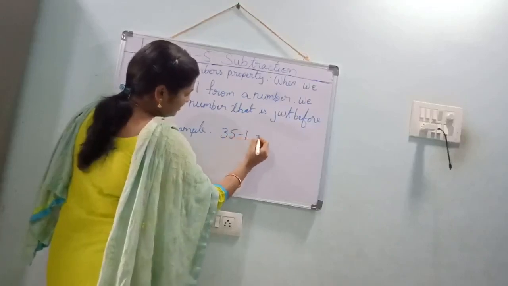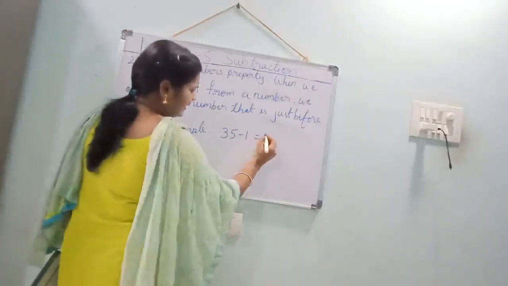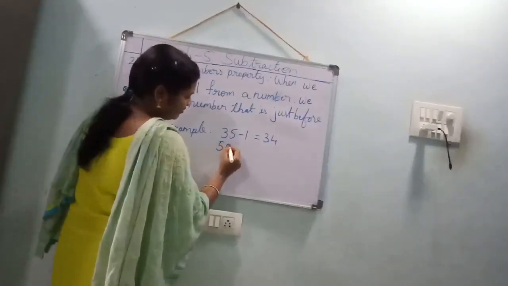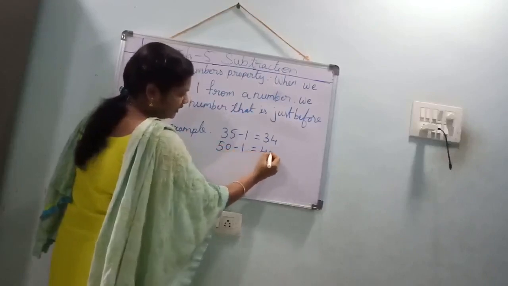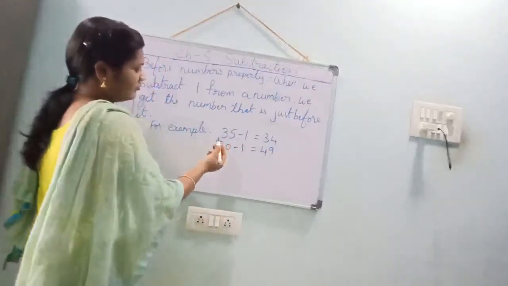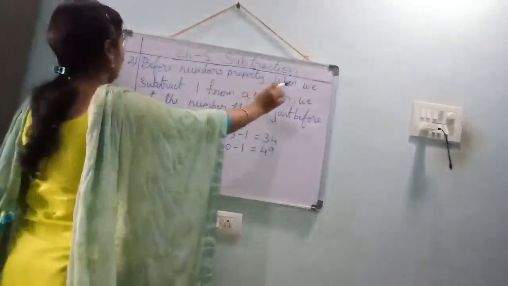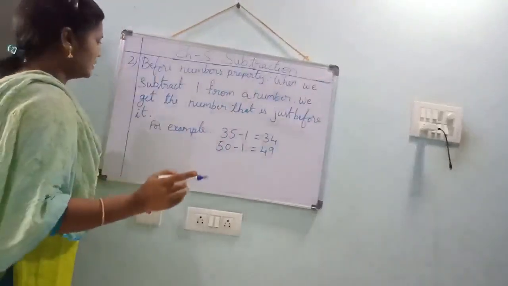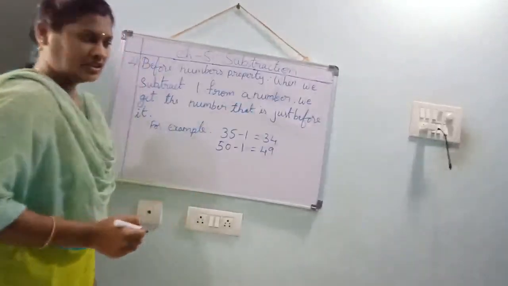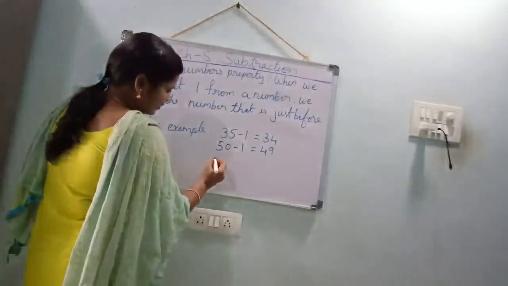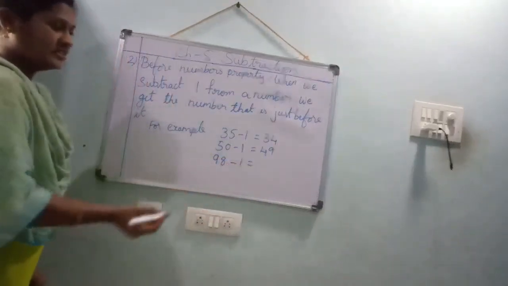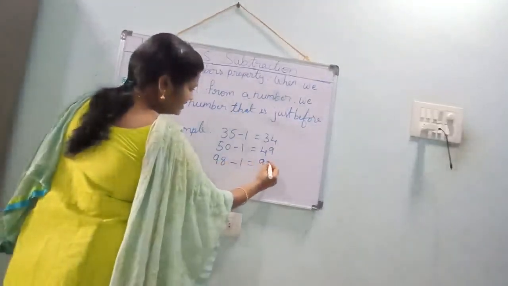For example, 35 minus 1 is equal to 34. See, 50 minus 1, 49. Before number, you should write as: when we subtract 1 from a number, we get the number that is just before it. Understood, children? See, again, 98 minus 1, just before number. What is that? 97.